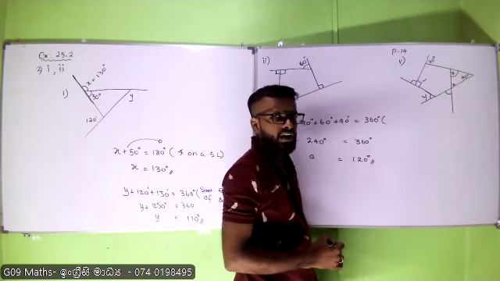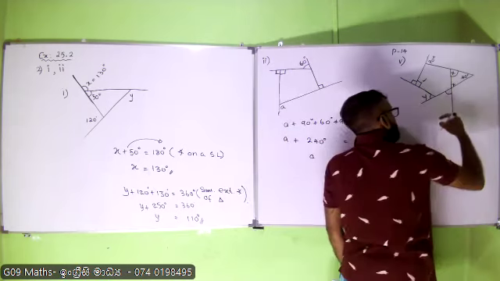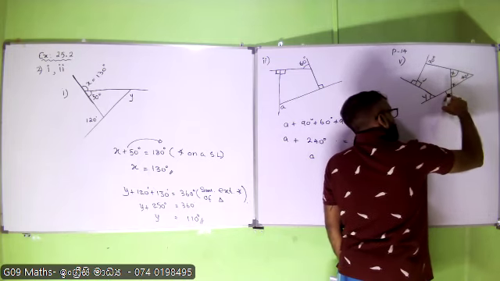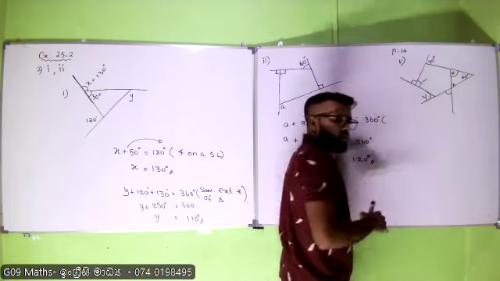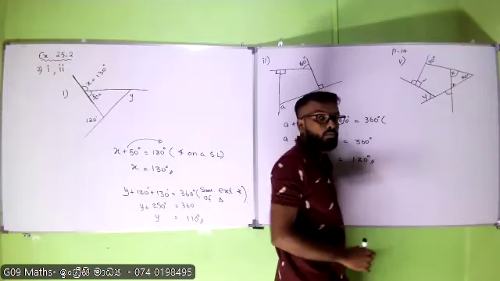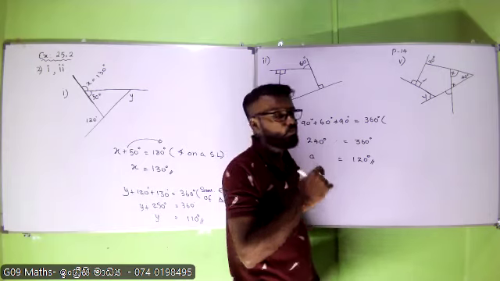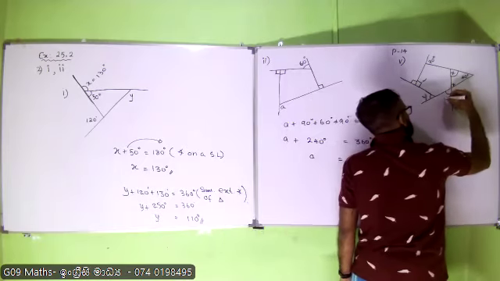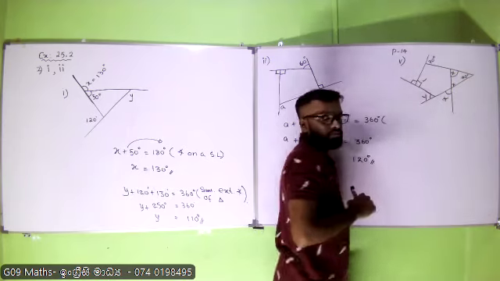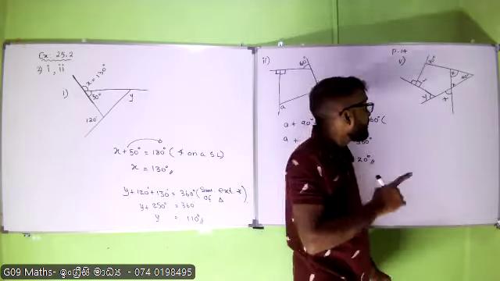Well, can anyone say what should be this angle? What is the angle name? Vertically opposite angle. Super, vertically opposite angle. So you have to use that as well. And this is also x because these two are vertically opposite angles. So first of all, I will find x.